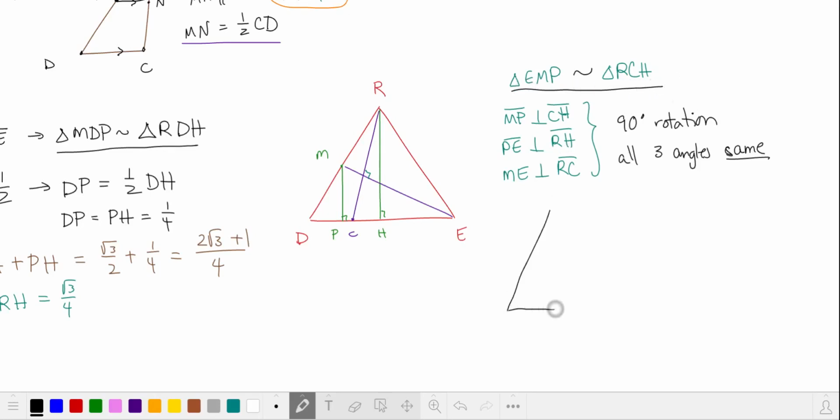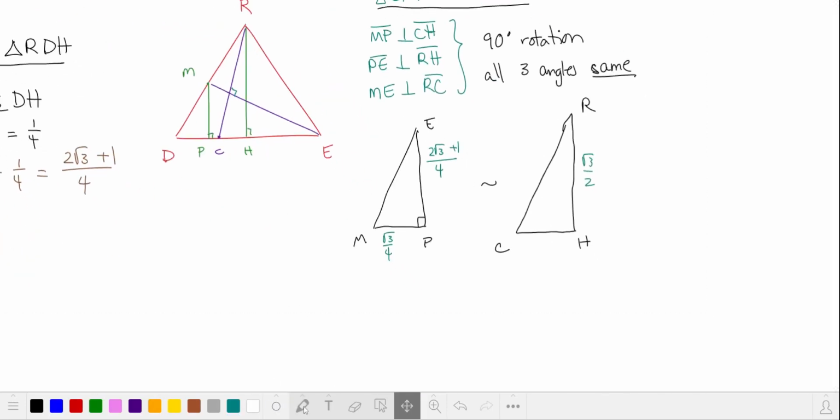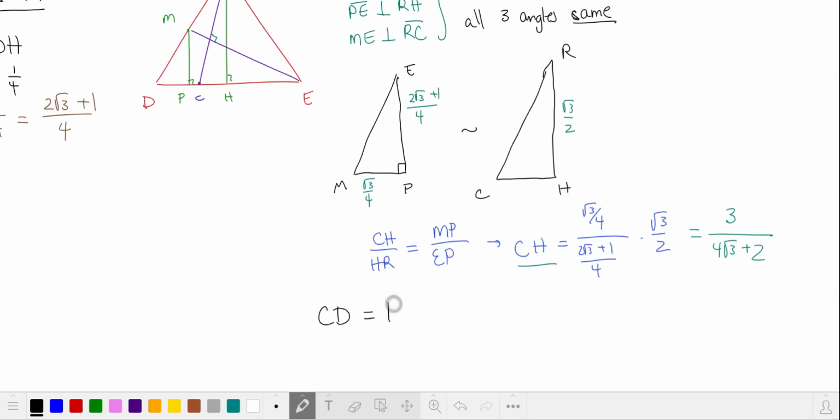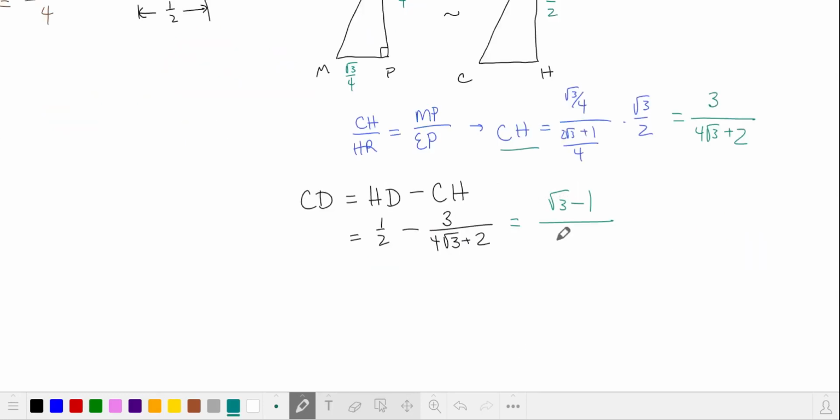I'll draw it down here separately, and we'll fill in the lengths that we found earlier. Now we can solve for CH. When we simplify, in the numerator, we get 3, and in the denominator, we get 4√3 + 2. We want to find CD, so we'll take HD and subtract CH. Remember, HD was a half. Subtract the expression that we had for CH. When we simplify, we end up with √3 - 1 in the numerator and 2√3 + 1 in the denominator.